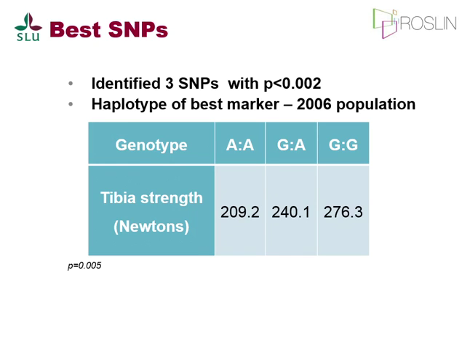So then we could make a haplotype with the most significant SNPs. And these SNPs show that in terms of breaking strength, it's a pretty good additive effect of about 30 Newtons in breaking strength. You see if you look at the 3 genotype classes, it's pretty additive. So that was good.